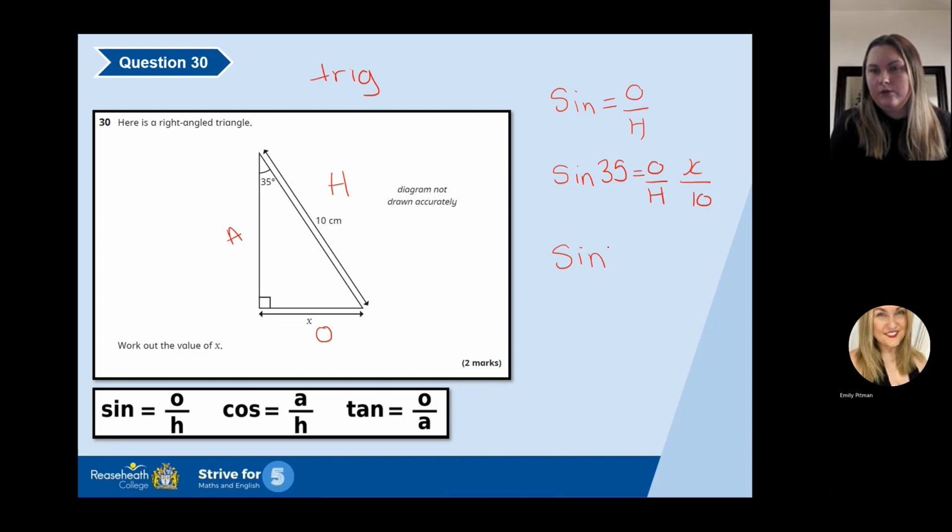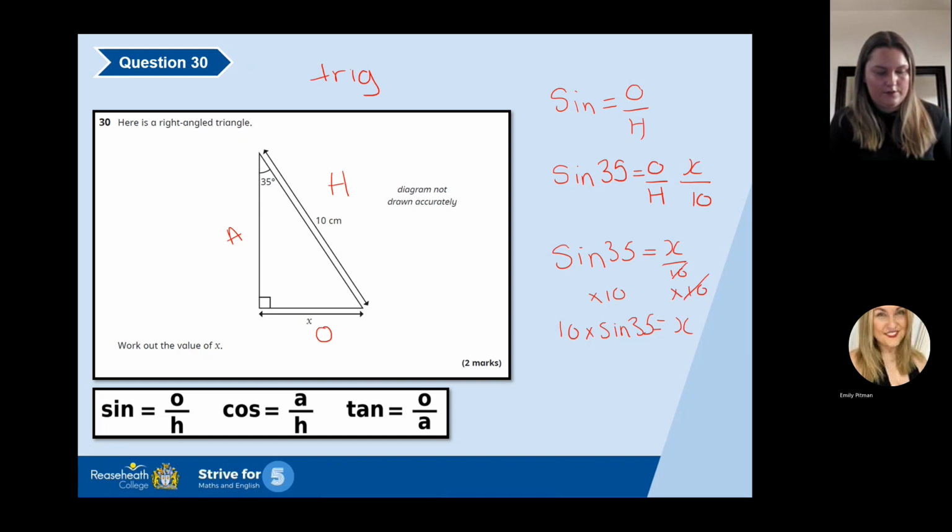For that 10 to go, we need to do the inverse operation. So we need to times both sides by 10, and then times this side by 10. So it would cancel out the 10s on this side. So we would have 10 times sine 35 equals x. So I'm going to pop that into my calculator.